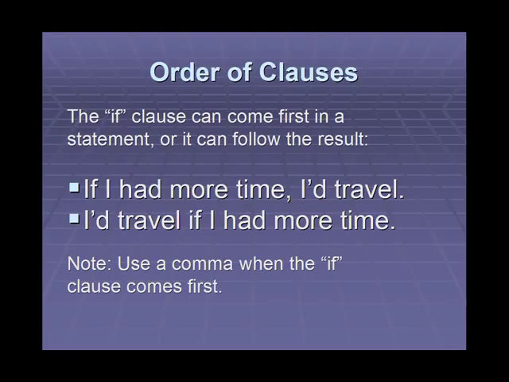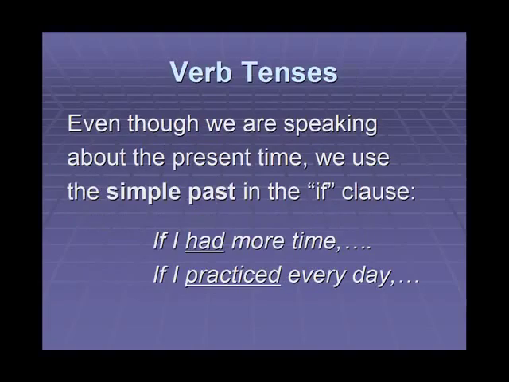The if clause can come first in a statement, or it can follow the result. Example, if I had more time, I'd travel. Or, I'd travel if I had more time. Note, use a comma when the if clause comes first. If we're speaking, there'll just be a pause in place of the comma. As for verb tenses, even though we are speaking about the present time, we use the simple past in the if clause. Examples, if I had more time, if I practiced every day.